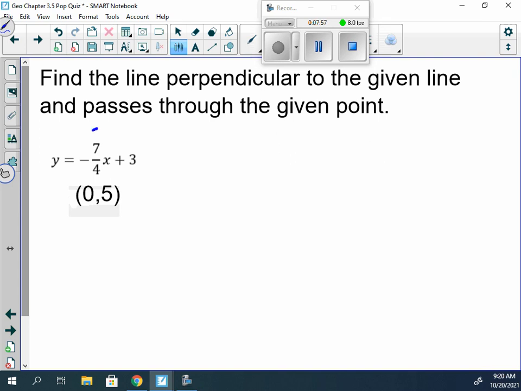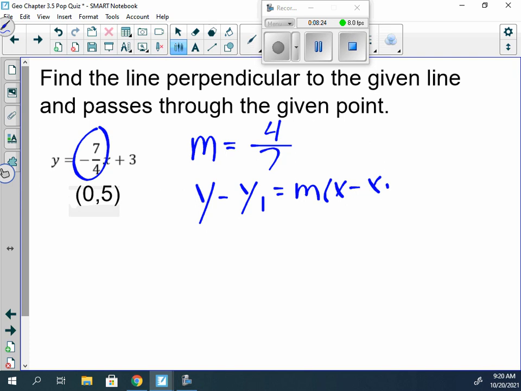So what's the original slope? -7/4, yes? Well, if we change it, it was negative, it's now positive. Flip it. There's 1 point. y minus y1 equals m times x minus x1. Are we given a point? 0, 5, yes? The y value is 5.